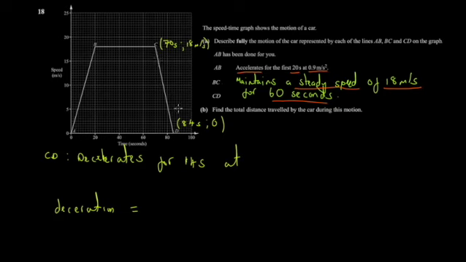The deceleration is equal to the gradient. For a speed time graph or velocity time graph, the deceleration is equal to the gradient. So the gradient is equal to change in y. Change in y would be 18 meters per second minus 0. If you want, you can just say 18 without involving the meters per second, if you don't want to show how the units work out.